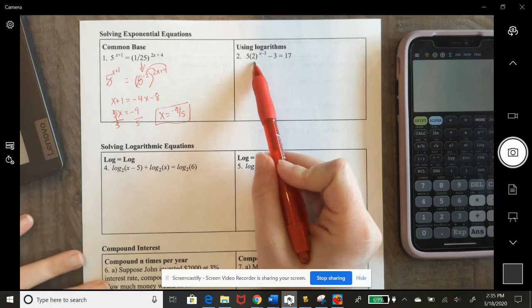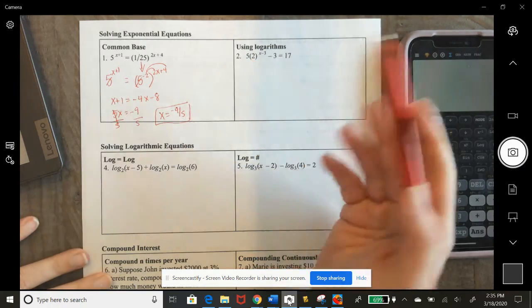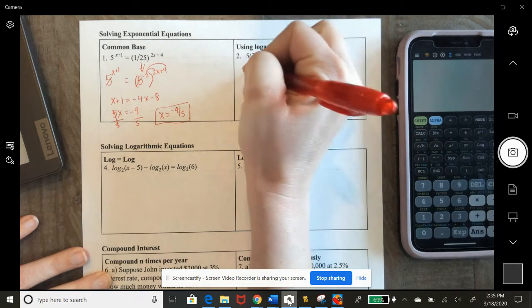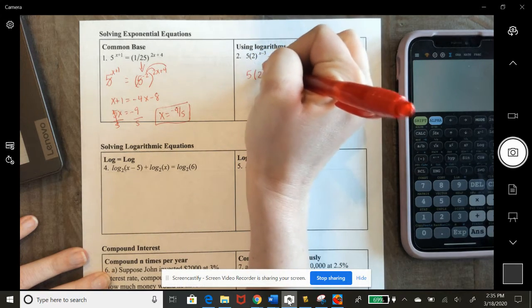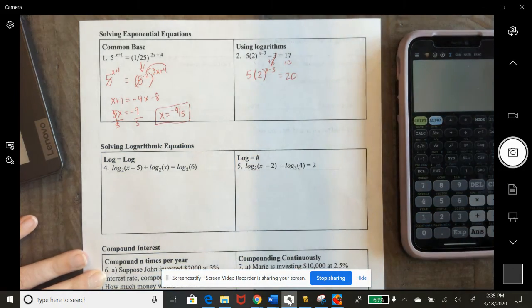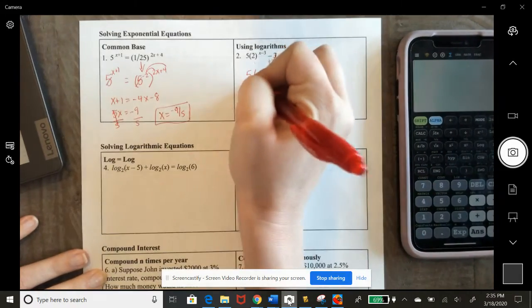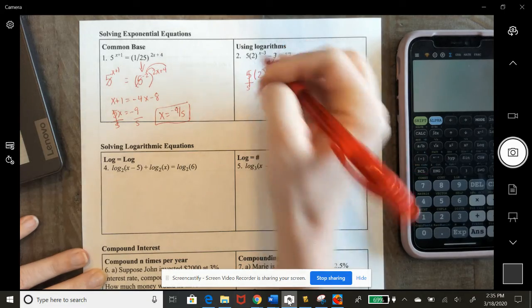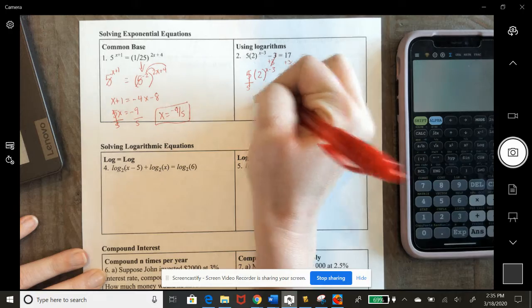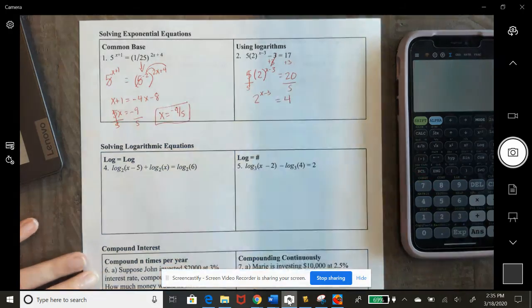On the second example, there's really only one base here anyway, so it's hard to get a common base, but we need to solve for that first. So add 3 to move that over. We get 5 times 2 to the x minus 3 equals 20. And then we need to divide by 5. Don't do 5 times 2 because the 2 has an exponent, the 5 does not. So we get 2 raised to the x minus 3 equals 4.